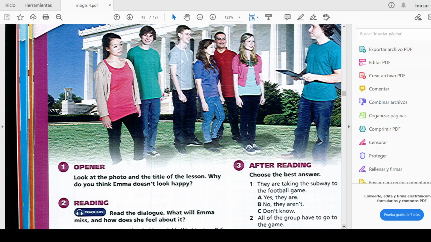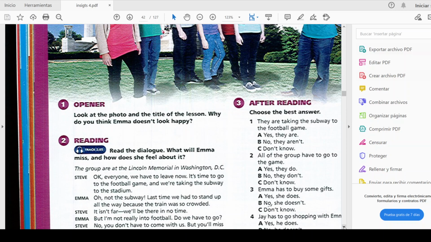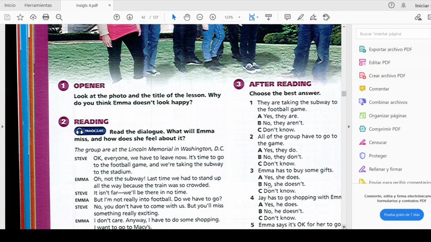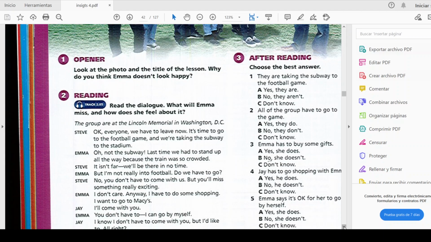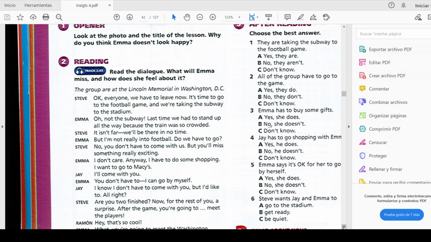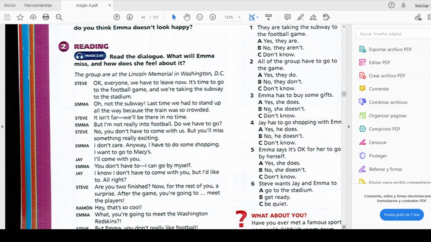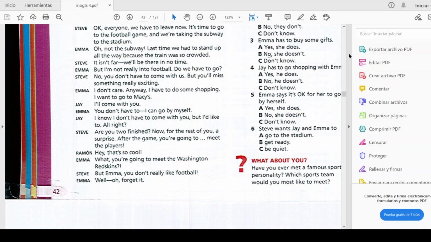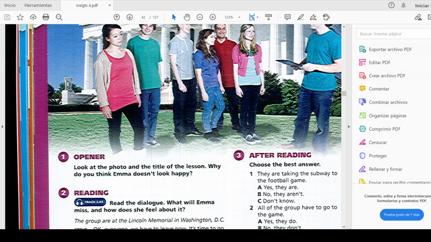And after that, we have exercise number 2. This is a reading. It's a kind of conversation. As you can see, you are going to read the conversation. What will Emma miss and how does she feel about it? So you are going to read this information, and after that, you are going to give me the answer. What will Emma miss and how does she feel about it?